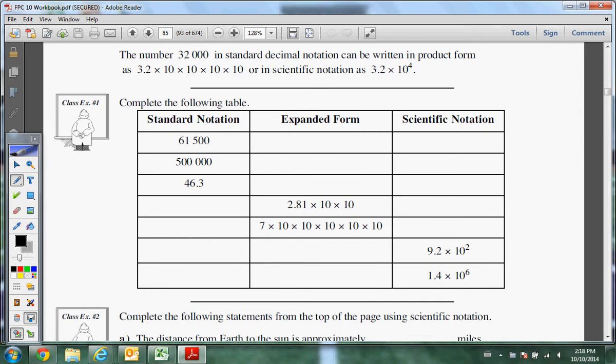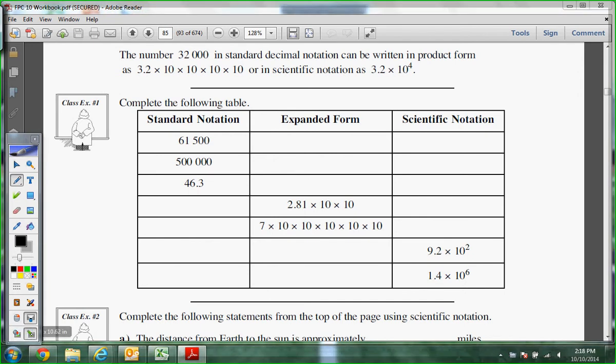Okay. All right. So example 1 says complete the following table. We always want to have standard notation, remember, to 1 decimal. So 1 number, 1 decimal. So we want 6.15. And then you're going to figure out how many tens are in that. Well, tens every movement. So 1, 2, 3, 4. So it'd be times 10 times 10 times 10. That's written expanded, and then we'd write it for scientific notation as 10 to the 4th.